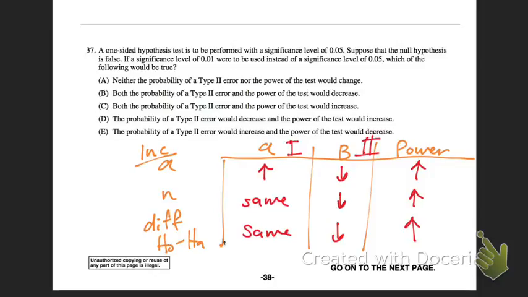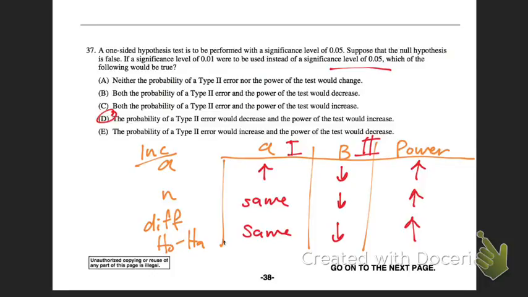And this would be type 1 and this is type 2, if it's talking about that instead of just alpha and beta. So what am I doing? I'm increasing alpha here. So if I increase alpha, my power goes up and my beta goes down. So D.